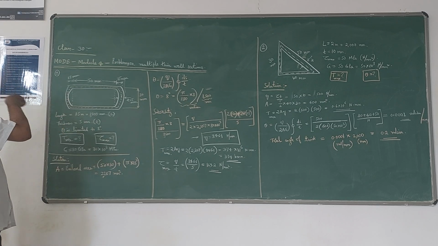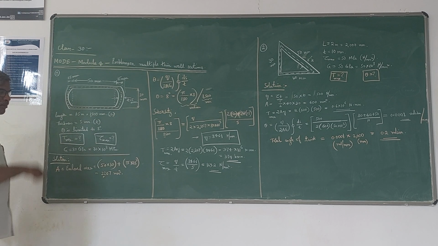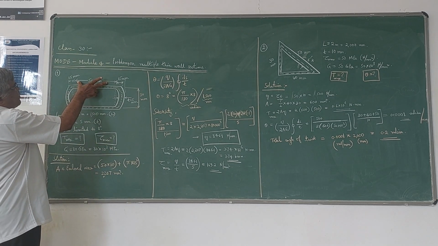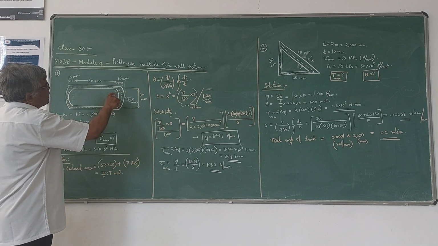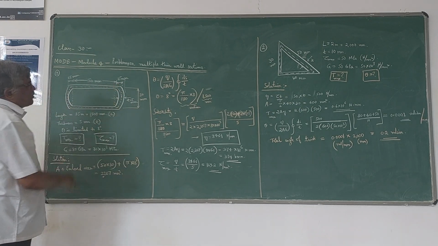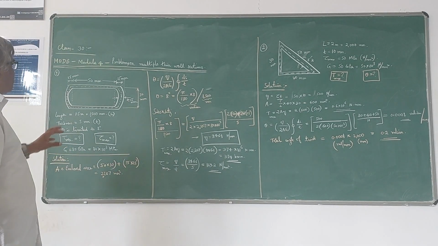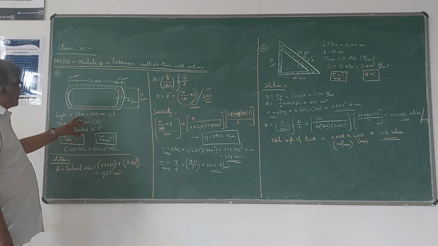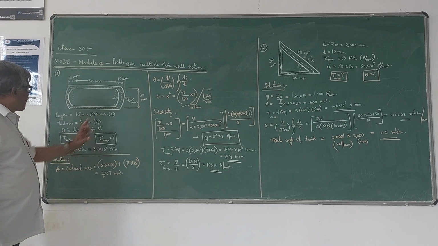This section consists of a rectangular part and two semicircular parts. The length of the rectangular section is 50 mm and the width is 30 mm, and the radius of the semicircular section on either side is 15 mm. That is, the diameter is 30 mm. The thickness of the tube is given as 5 mm throughout. The length of this section is 1.5 meter or 1500 mm. Thickness is of course 5 mm.